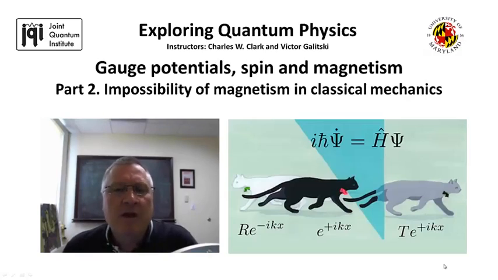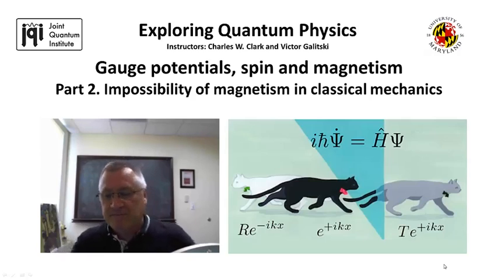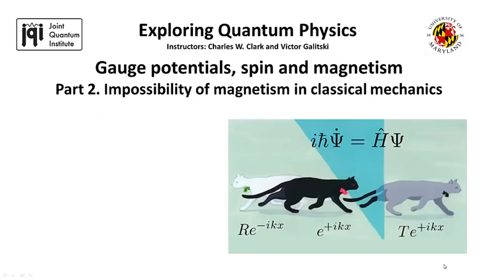I'm Charles Clark, and in this part we're going to look at the impossibility of classical mechanics as a framework for describing magnetism of any sort at all. It's really quite a striking discovery made in the earlier part of the 20th century, and this will lead us to start to solve some actual problems of magnetism using quantum theory. So let's start by looking at how one thinks about the magnetic properties of materials using classical mechanics.